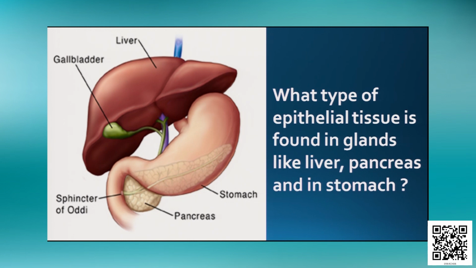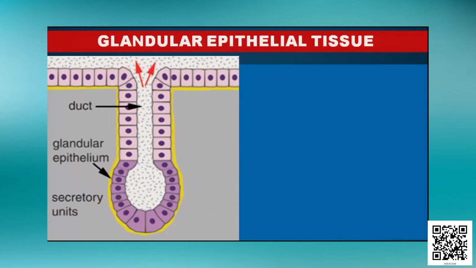Okay. So here you can see in the picture there are three organs of the human digestive system. One is the stomach, one is the liver, and another one is the pancreas. They also contain epithelial tissue. They also release bile juice, gastric juice, and pancreatic juice. So can you tell what type of epithelial tissue is found in glands like the liver and pancreas and the organ stomach? Let us find out. Yes, it is glandular epithelial tissue.